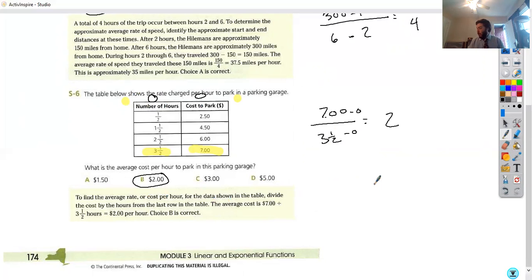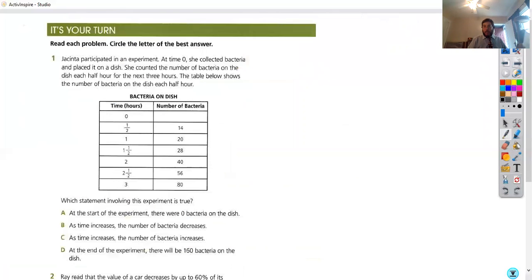So choice B is correct. All right, so now we're going to take a look at some of the practice problems. The first practice problem says, Jacinta participated in an experiment.